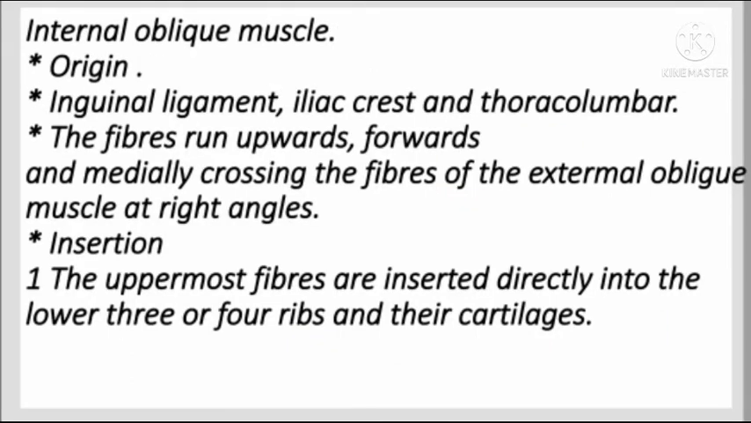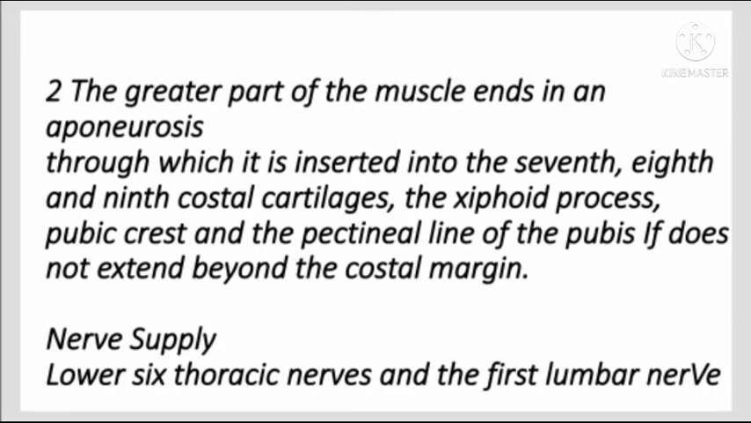Internal oblique muscle. Origin, inguinal ligament, iliac crest, and thoracolumbar fascia. The fibers run upwards, forwards, and medially, crossing the fibers of the external oblique muscle at a right angle. Insertion, the uppermost fibers are inserted directly into the lower 3 or 4 ribs and their cartilages. The greater part of the muscle ends in an aponeurosis through which it is inserted into the 7th, 8th and 9th costal cartilages, the xiphoid process, pubic crest and the pectineal line of the pubis. It does not extend beyond the costal margin.